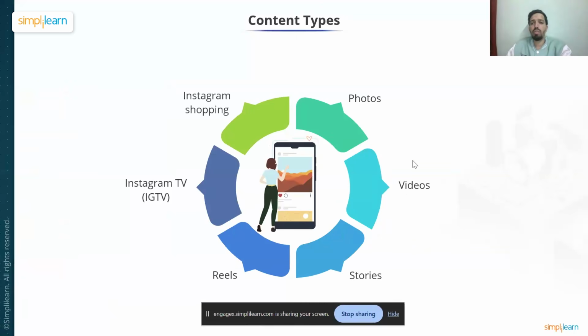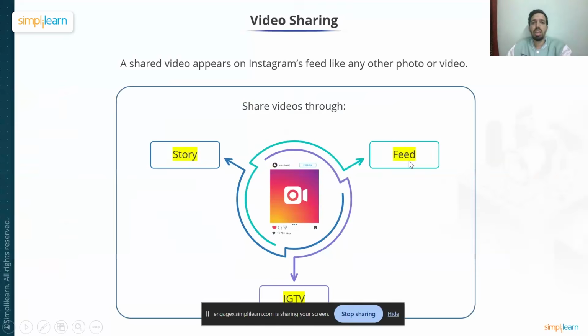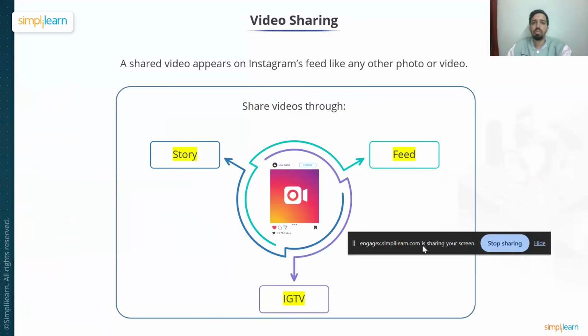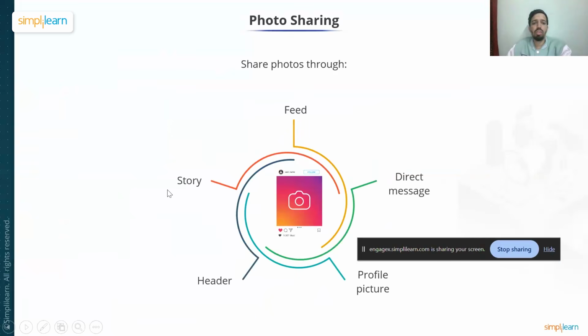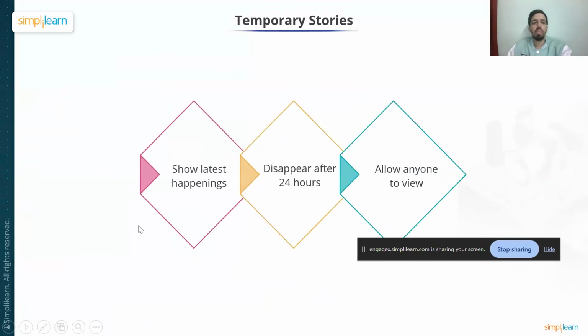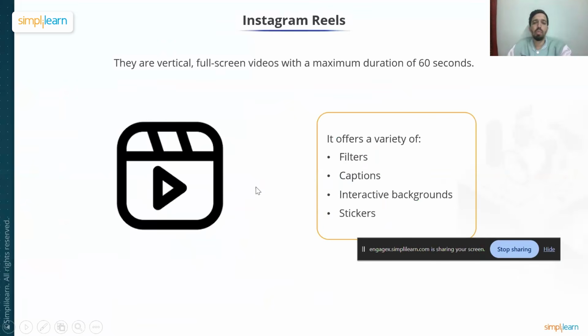So content type, we have photos, videos, stories, reels, and then shopping. Okay. So these are the types that we have. So yeah, video sharing formats. So these are the ones: shared videos, feeds, stories, header, profile picture, direct messages. Okay. Temporary storage, some of it will disappear.